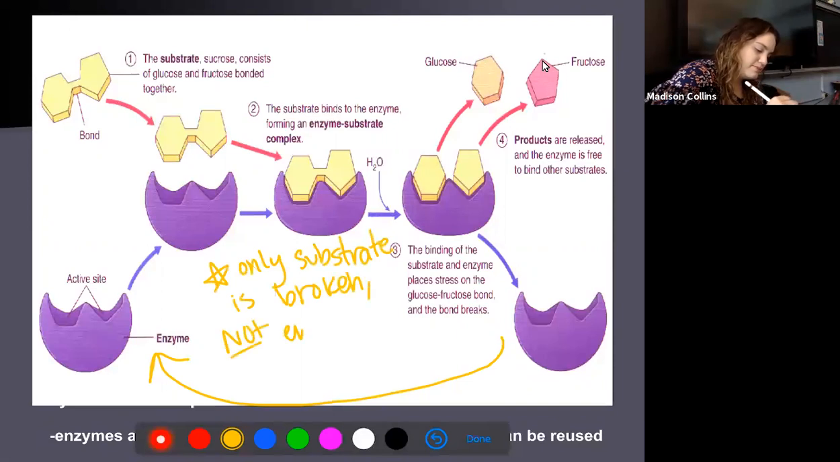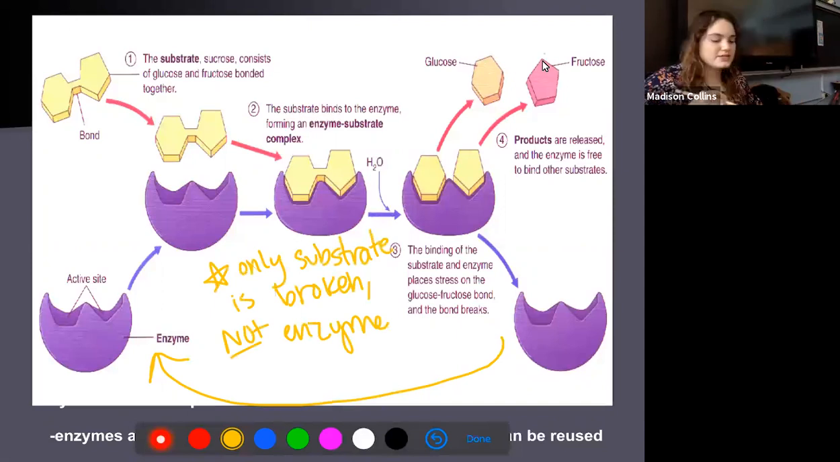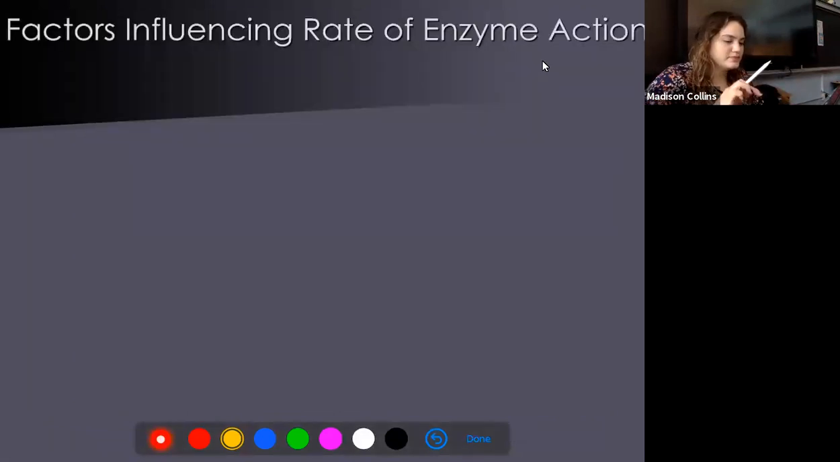Not enzyme. So the enzyme is able to be recycled and reused, but that substrate is broken in half. All right, moving on. So I'm about to show you guys some factors that influence the rate of enzyme action.